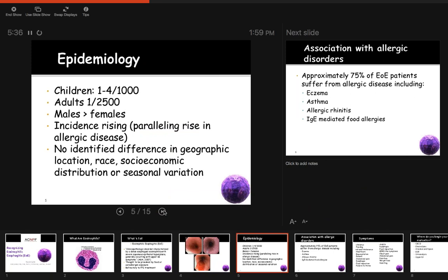So this occurs in what we think is about 1 to 4 of 1,000 children and about 1 out of every 2,500 adults. There is a greater propensity for males than females, and we see the incidence rising, even more so than we think just because of the increased diagnostic capabilities, but we see it paralleling the rise in allergic disease. We don't see any identified difference in geography, location, race, or socioeconomic distribution, or seasonal variation either.